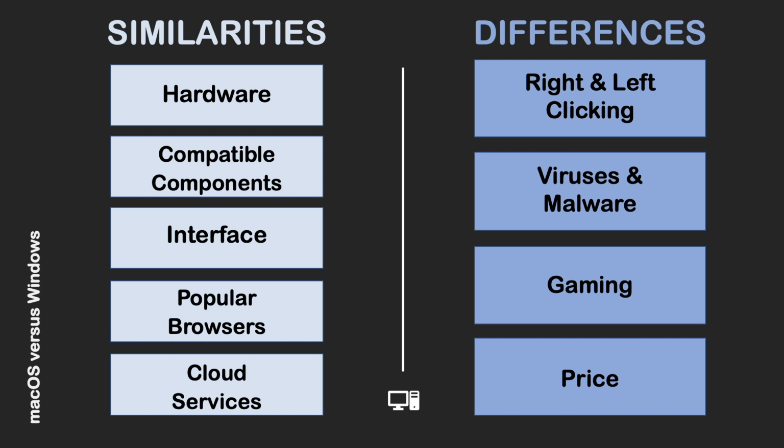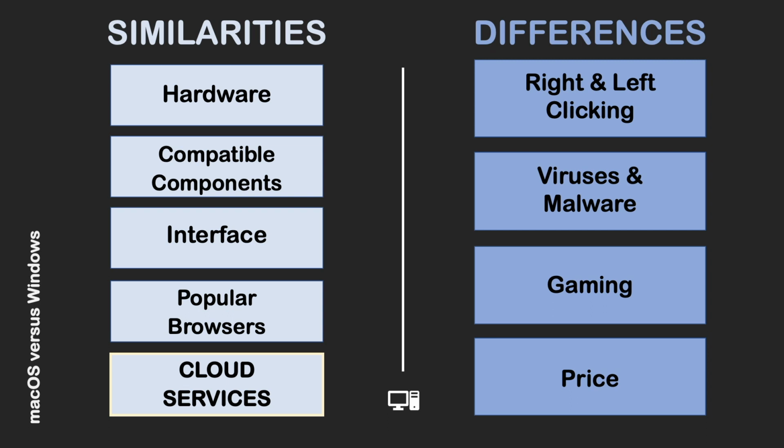They're actually very similar. They have the same basic hardware, meaning what's inside the computer. They're both compatible with mice and keyboards. They also have a similar interface with a desktop, apps, and folders. You can use the popular browsers like Safari, Firefox, and Chrome on both of these operating systems, and you can also have cloud services. So they do sound very similar.